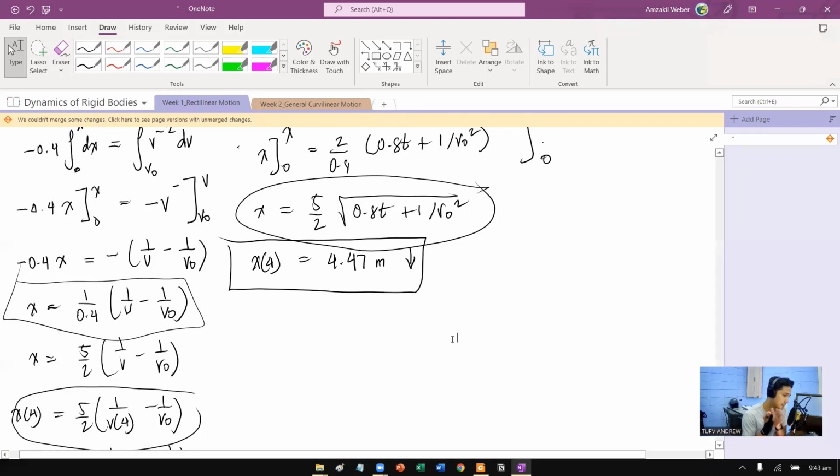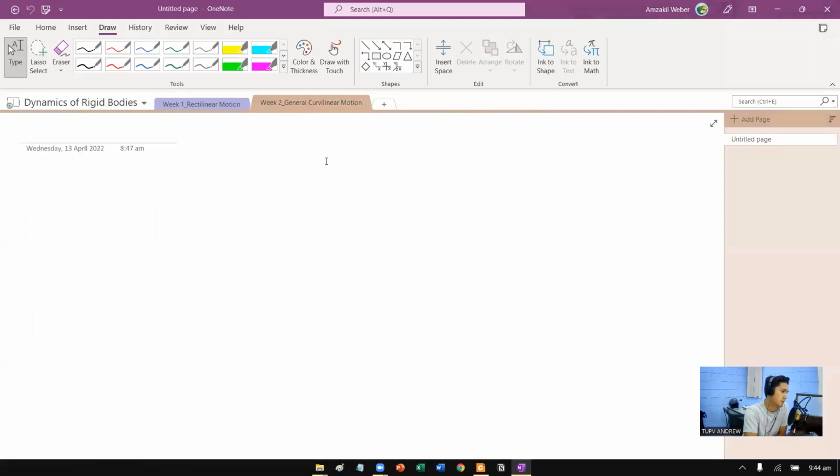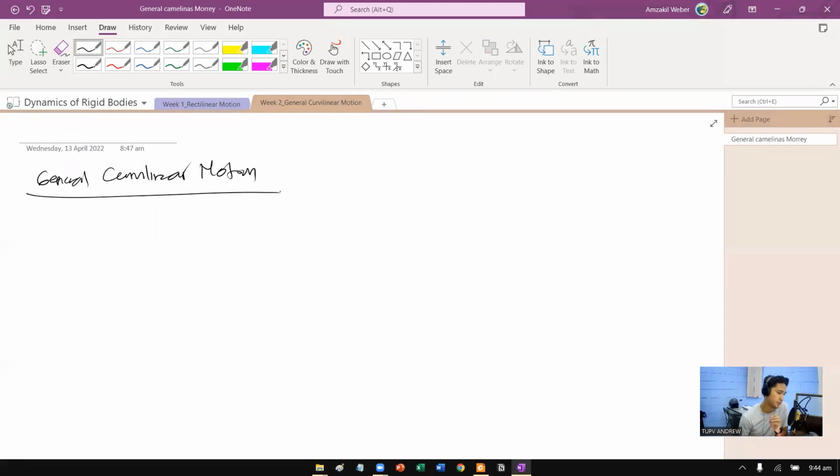Now, we apply these same concepts in 2D. Previously there was only one axis of motion. Now we add another axis of motion, meaning it moves in a plane. Okay? So that's the topic for today, which is general curvilinear motion. We start with general curvilinear motion, and then uniform circular motion, and then this special type, which is projectile motion. So, general curvilinear motion.